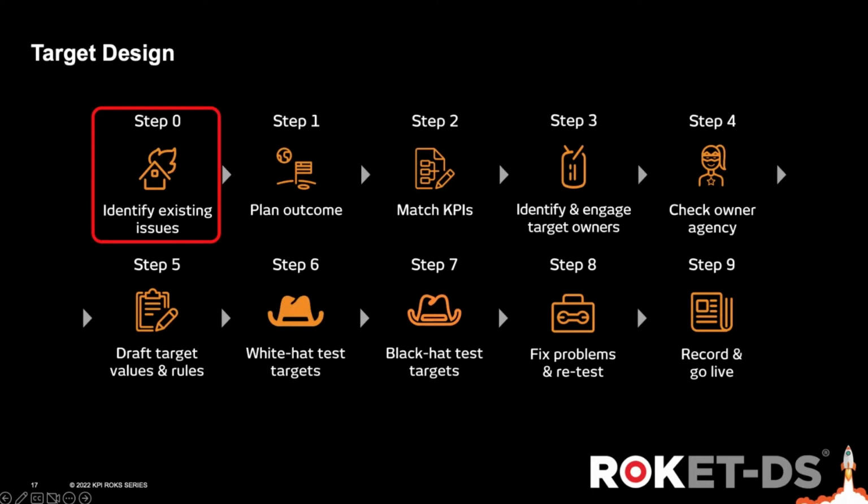And then after you identify these issues, you go and fix the problems and retest them, just to double check that everything is working well. If you do all of these, you can record and go live. So you can have a clear idea about the targets you want and the incentives.